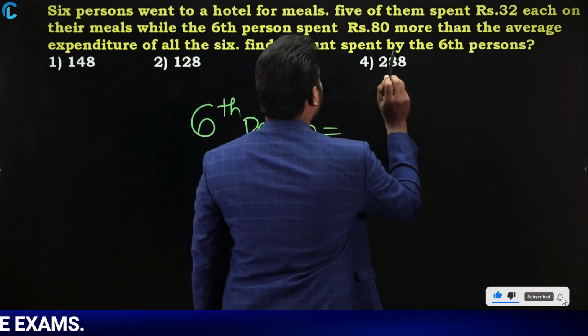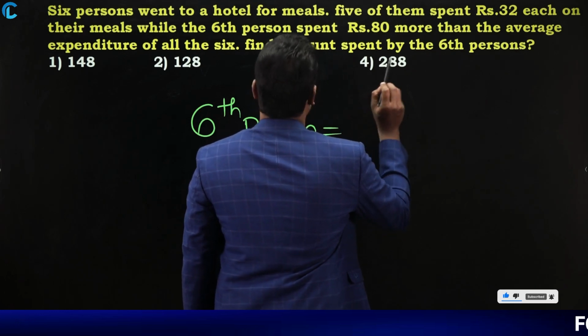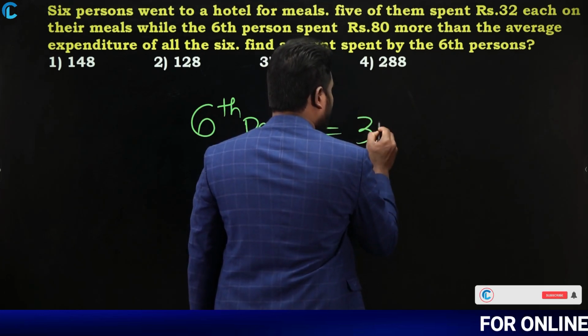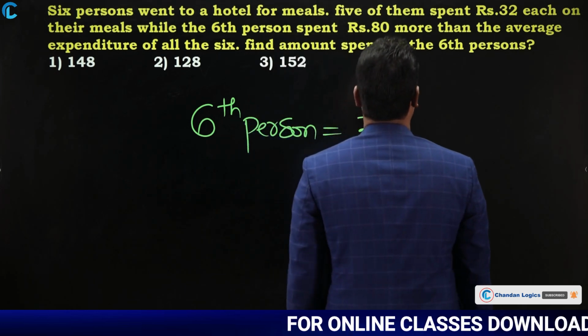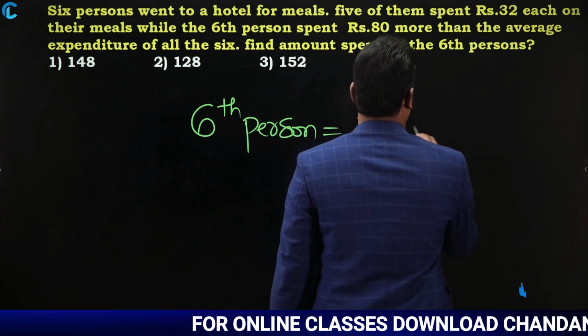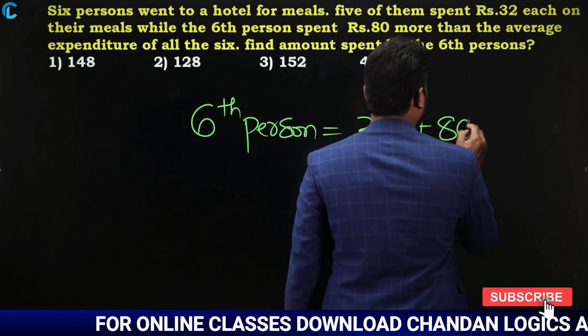Look here, actual average is how much? Actual average, each of them spent how much? 32 each. Okay. Now what happened for the 6th person? The 6th person has spent how much more? 80 more. Yes or no? The 6th person has spent 80 more.